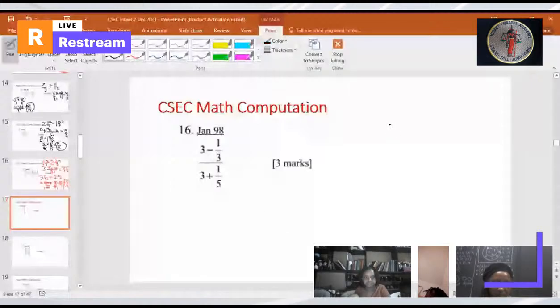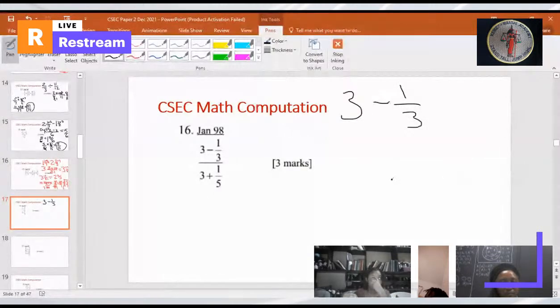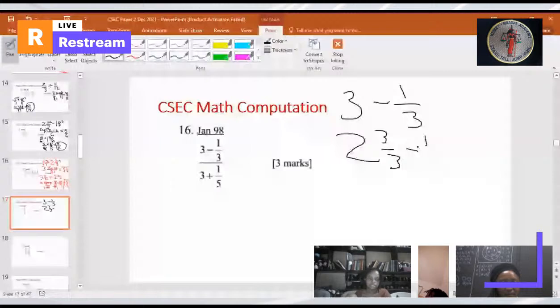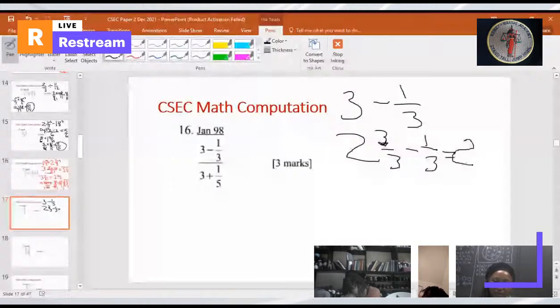Okay, Miss. So we have 3 minus 1/3. What we're going to do is change the whole number to 2 and 3/3, minus 1/3. Yes, and then we can just subtract the fractions. So we're going to have 2 and 2/3. So that's the answer for the numerator.